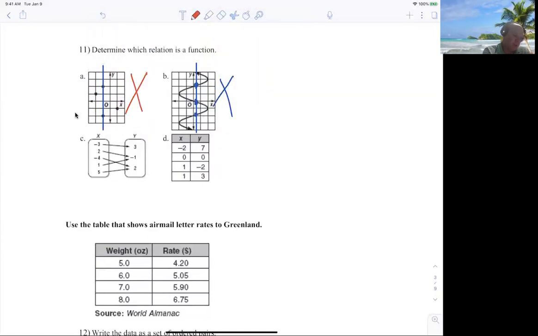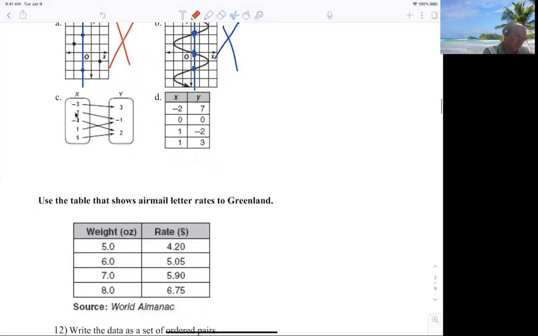Great. Okay, so now let's look at D. See these two x values? One is used twice. One is -2 and one is 3. Every x value can only be used once, so D is not the answer. So that means we know C is correct, but let's just verify. -3 goes to 3, 2 goes to 1, -4 goes to 2, 1 goes to -1, and 5 goes to 2. Notice every x goes to 1 y. That's why that's the function.